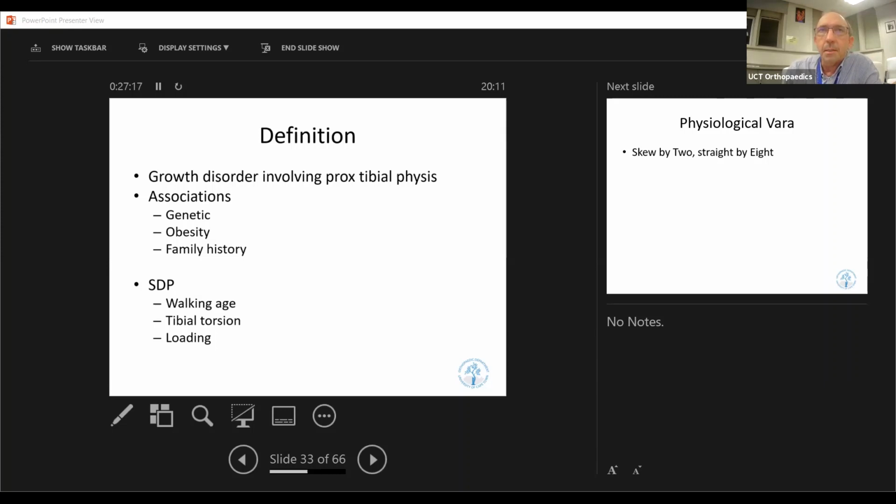Obviously, as the varus becomes greater and greater, the load itself is going to increase. And that becomes important later when we speak to unloading of the physis as part of a management strategy.